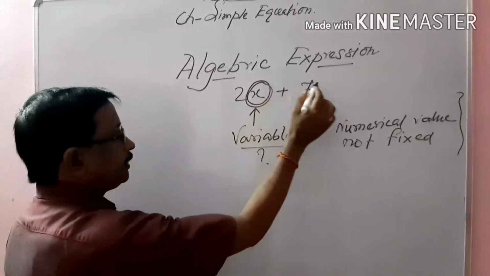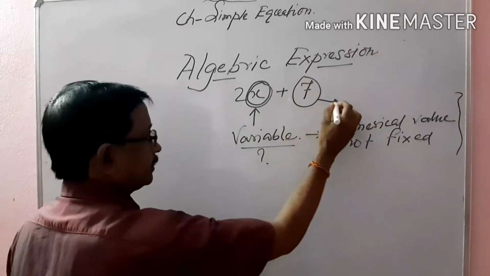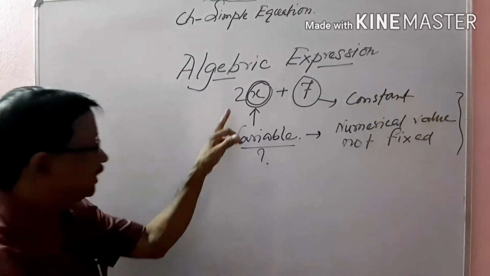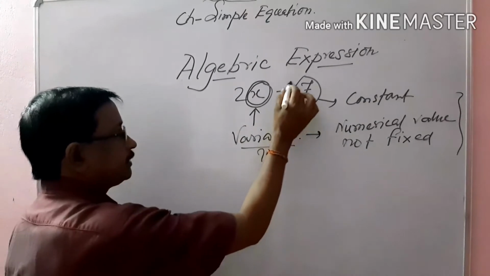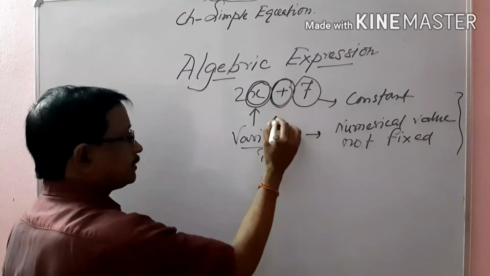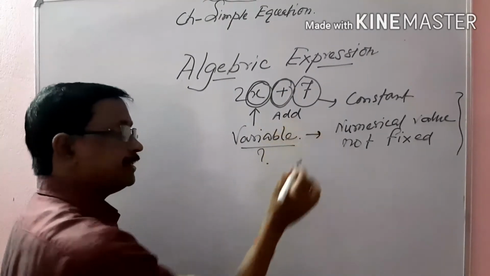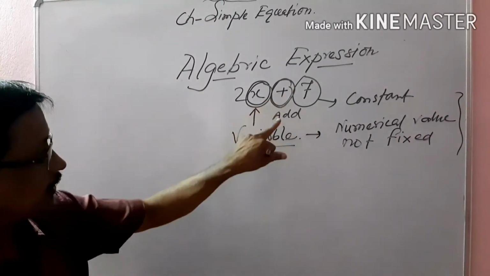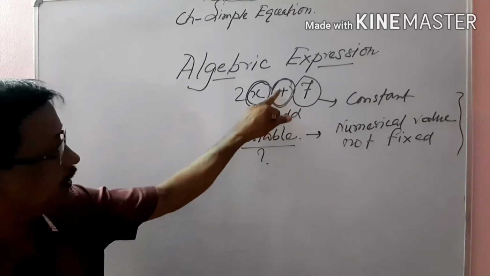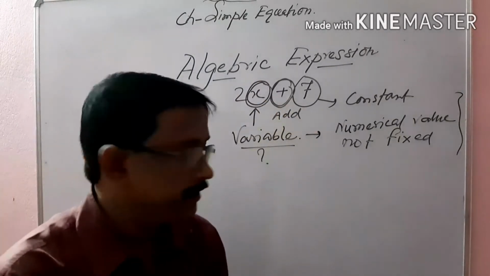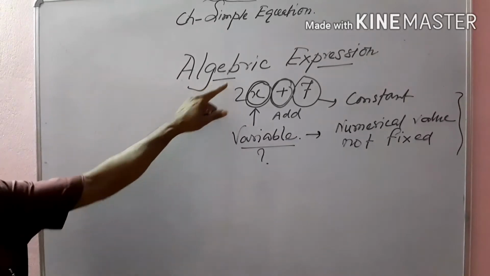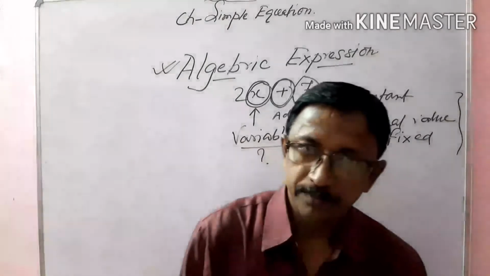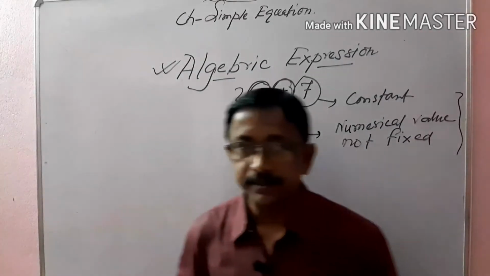With the variable, 7 is a constant because 7 is a fixed number. The variable and constant are related with a sign, which here is the add sign. It may be any sign: it may be subtract, minus, plus, multiply, or divide. So now you understand how to define this one. The definition, how do you understand?